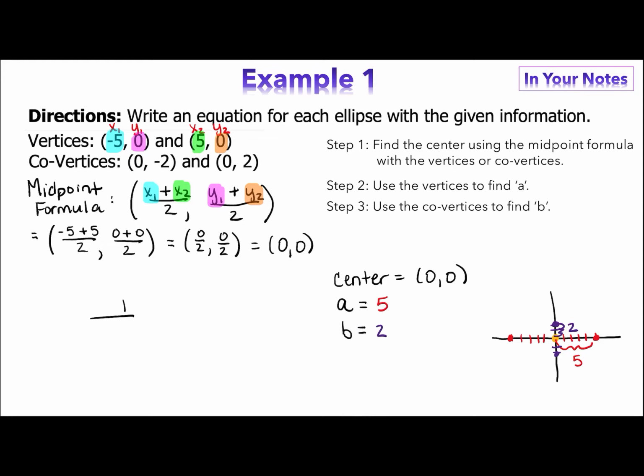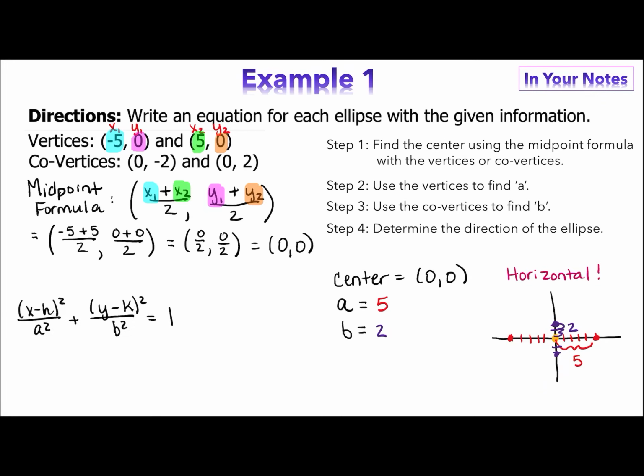Now that we have the center, the A, and the B, what we need to do next is determine what the direction of the ellipse is. So once again, to figure out the direction of the ellipse, you just look at this. Is it wider or is it taller? Well, it's definitely wider. It's going right 5 and left 5. So this is a horizontal ellipse.